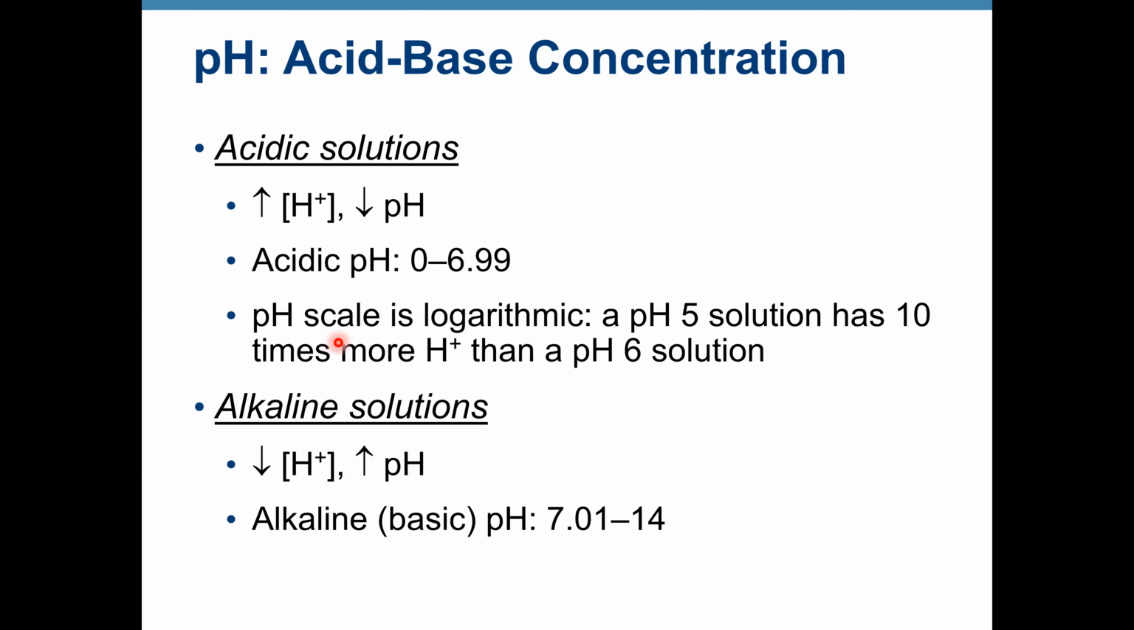And also we need to remember that it's a logarithmic scale. So when we have pH 5 and pH 6, it's not just a small difference. pH 5 has 10 times more hydrogen than pH 6. In alkaline solution, when we have decreased concentration of hydrogen ions, less and less hydrogen ions, the more alkaline the solution became and pH goes up. So alkaline or basic solution pH is from 7.1 to 14.